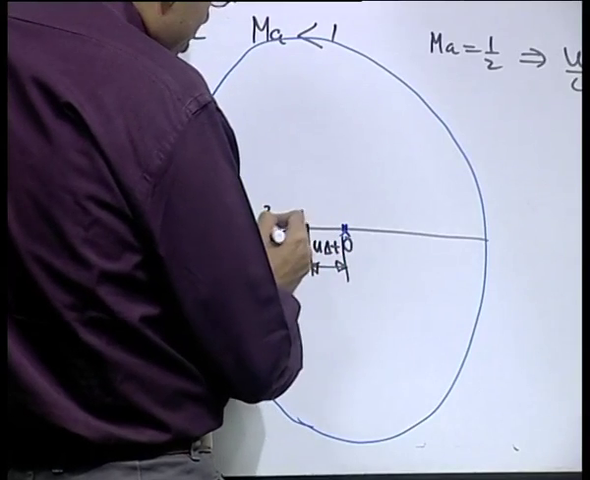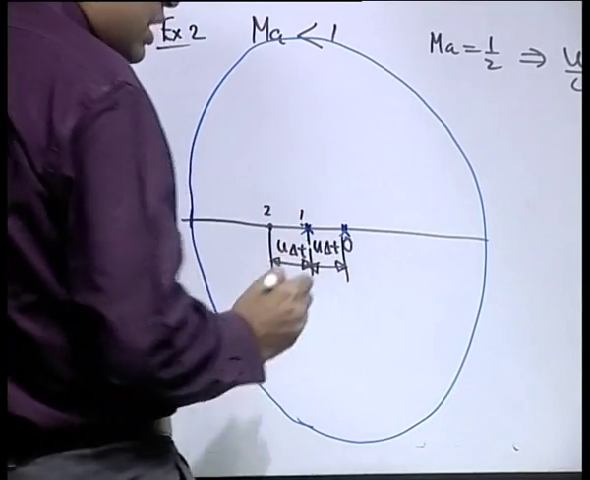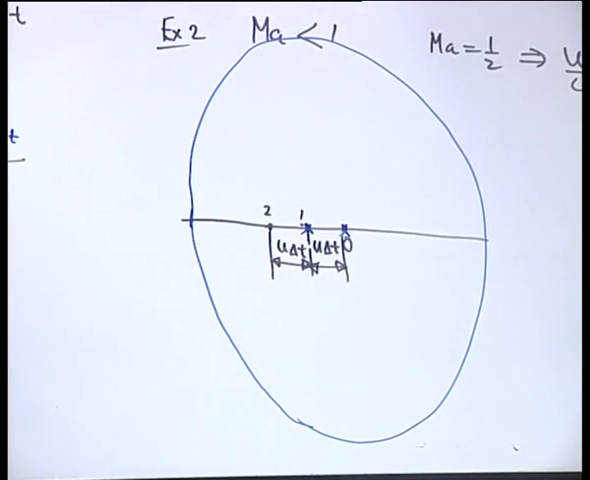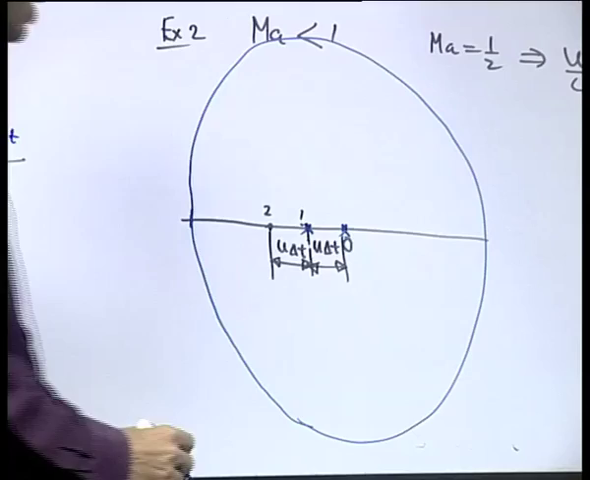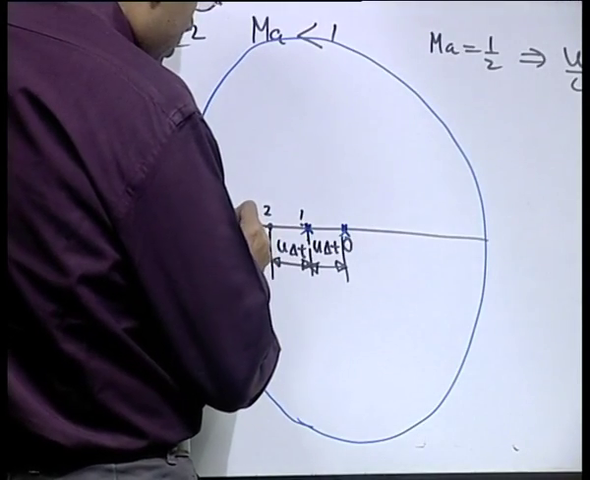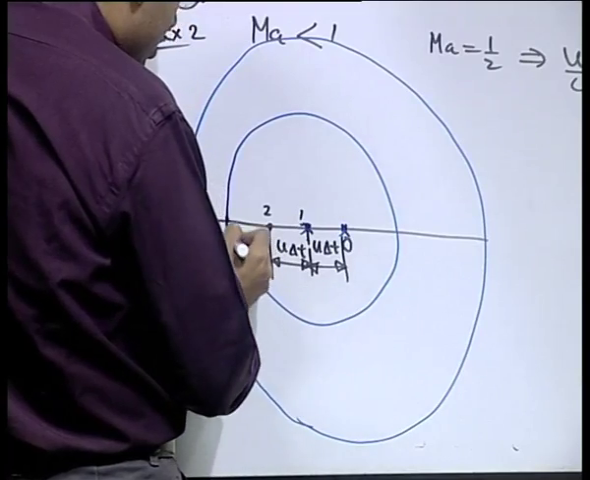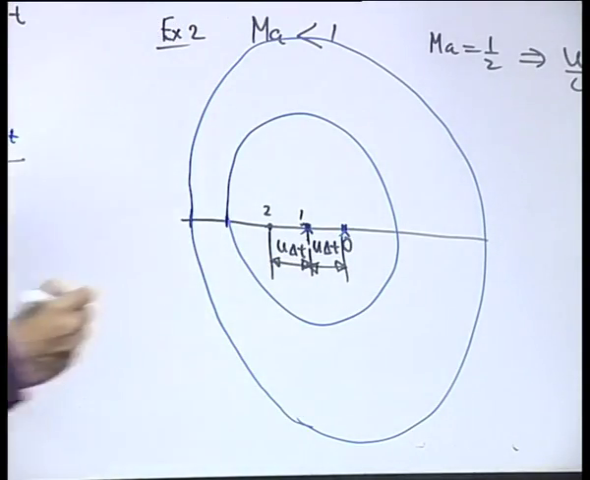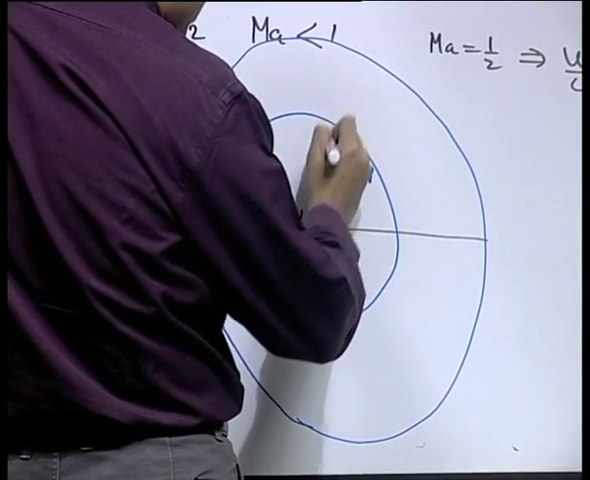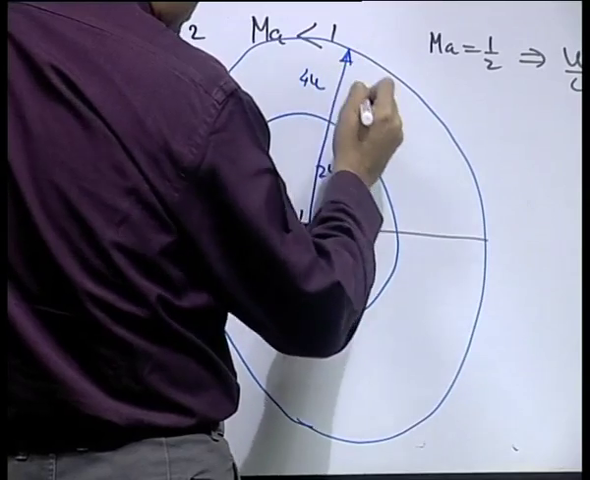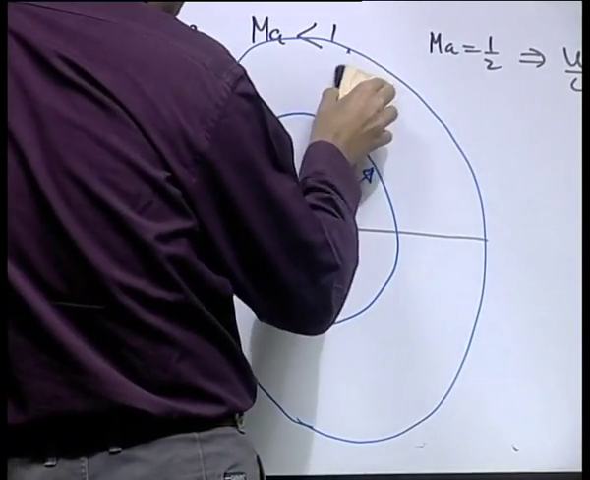By the time this has come by u delta t, the source at 1 has emitted a wave of what extent? 2u delta t. So taking 1 as a center and 2u delta t as a radius, sorry, it is taking 0 as the center.